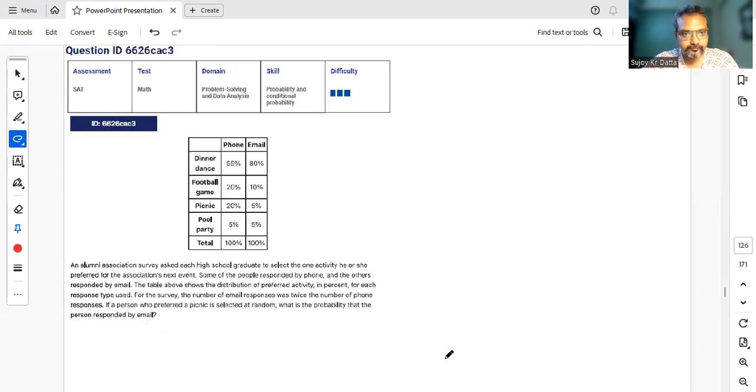Let's move on. The Alumni Association survey asked each high school graduate to select one activity. Some of the people responded by phone, others by mail. The distribution is shown in percentage for each response type used.